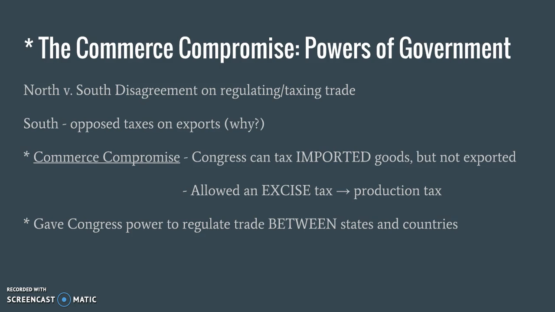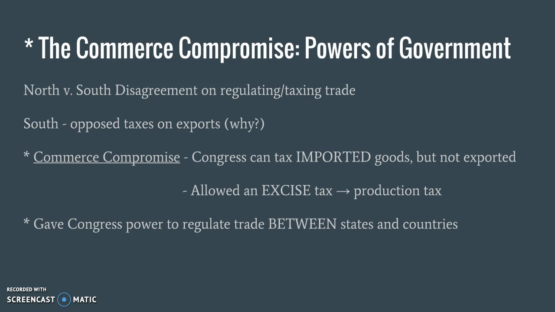Okay? So on the powers of government, there was one issue in particular that some of the states disagreed with, and it was a North-South disagreement on regulating and taxing trade. Now, the South generally opposed taxing imported goods. The question is why? The South relied on imported goods more than the northern states. There's a little less manufacturing in the South than there was in the Northeast. And one of the things that they imported most was cheap cotton clothes from Great Britain to give to their slaves.